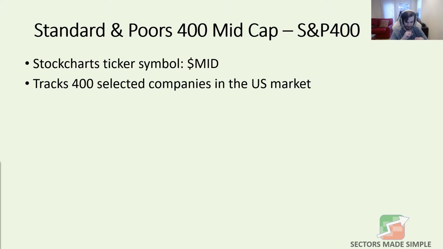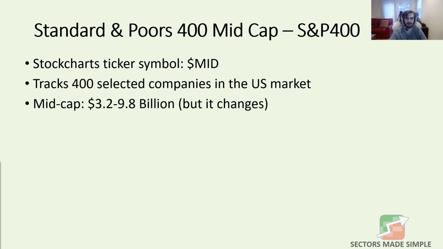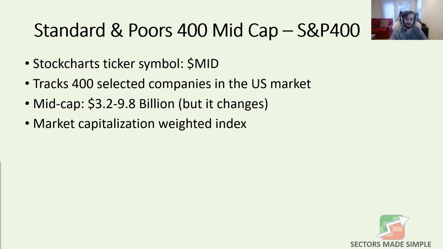And this is not, excuse me, this is not a rule. This doesn't mean that just because it's under this amount or over this amount, that is what decides it. No. This is just, of the 400 companies right now, the smallest company in the mid-cap index is worth $3.2 billion, and the largest company in the mid-cap index is worth $9.8 billion. But that does change and is subject to change whenever they decide to add or remove companies from that listing. And again, this is a market cap weighted index.